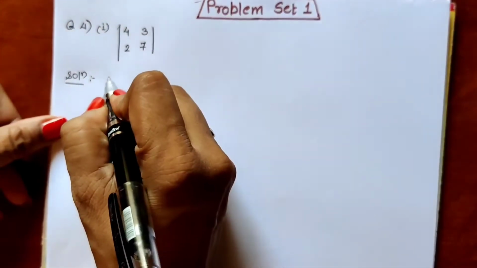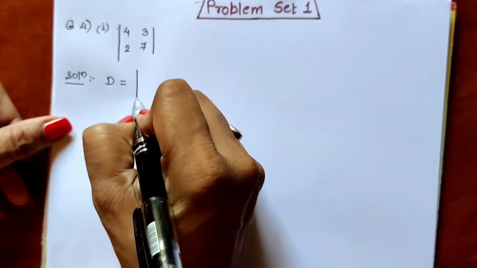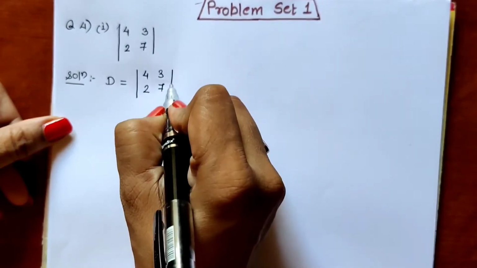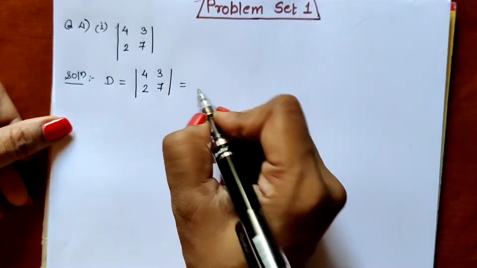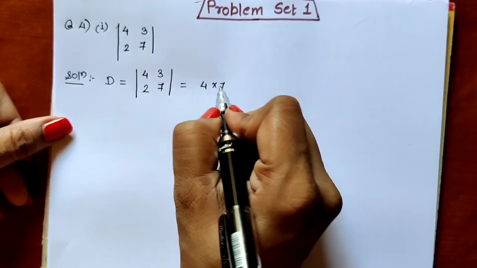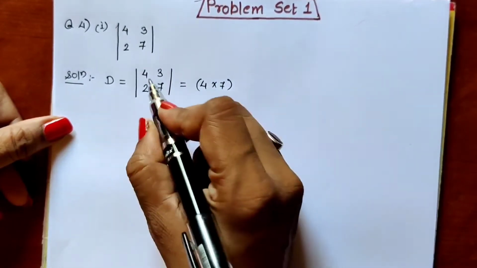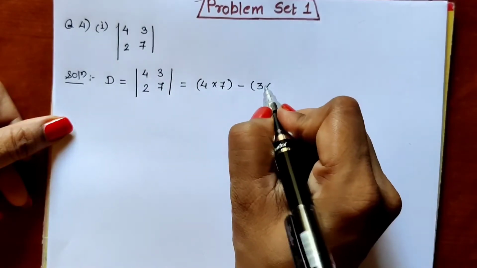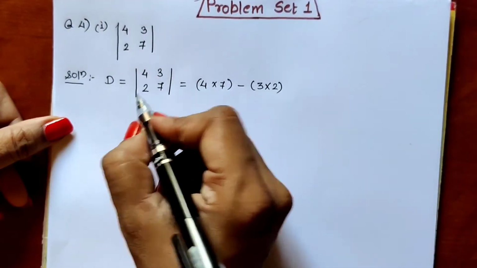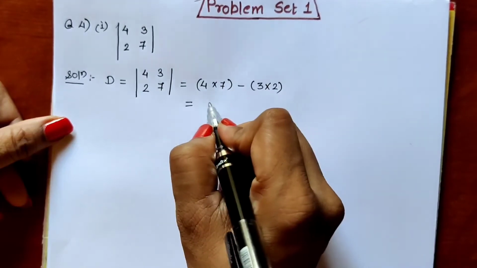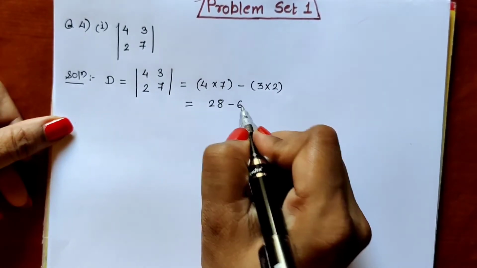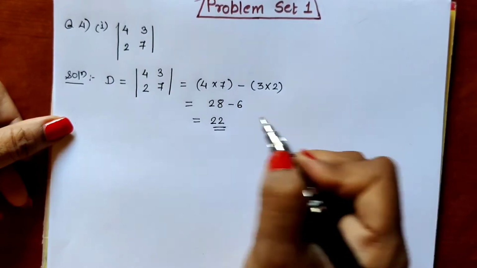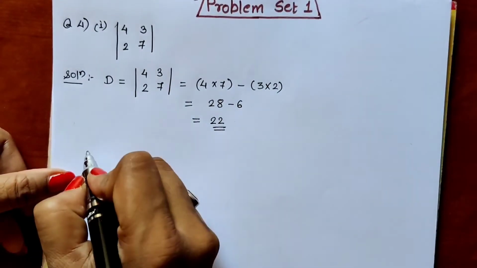So how to write? Determinant D is equal to 4, 2, 3, 7. Let us multiply in cross. 4 into 7. Okay, you can write in the bracket like this also. 4 into 7, then minus 3 into 2. In this way in cross we will have to multiply. 4 7s are 28. 3 2s are 6. So answer is 22. Now let us see what is second determinant.